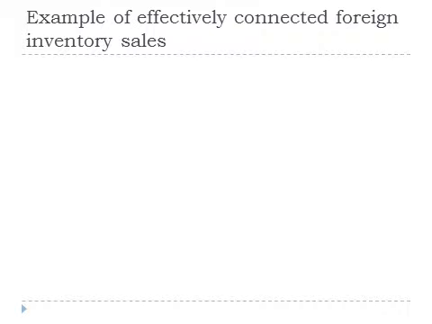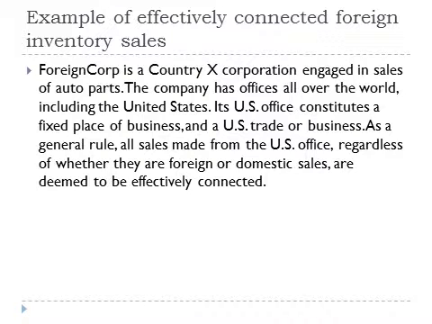Here's an example of foreign inventory sales that are deemed effectively connected. Foreign Corp is a Country X corporation engaged in sales of auto parts. The company has offices all over the world, including the United States. Its U.S. office constitutes a fixed place of business and a U.S. trade or business. As a general rule, all sales made from the U.S. office, regardless of whether they are foreign or domestic sales, are deemed to be effectively connected.